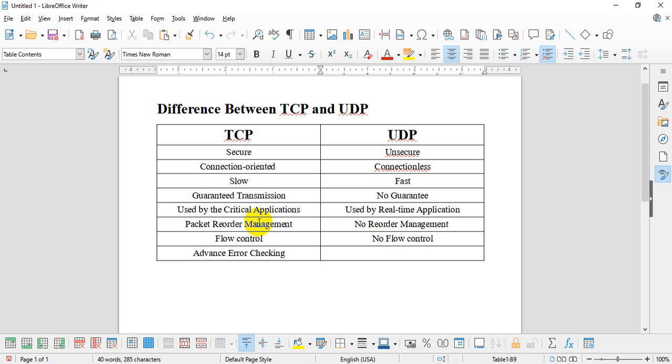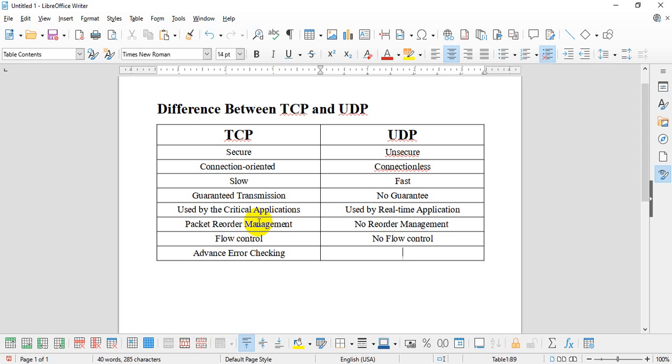Okay, Network Expert channel. And in UDP, what is the difference? In TCP you have advanced error checking, but in UDP we have just a basic checksum, which means basic error checking.